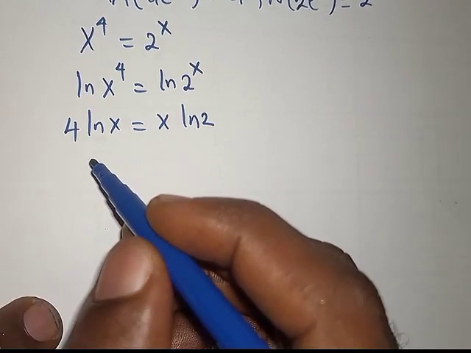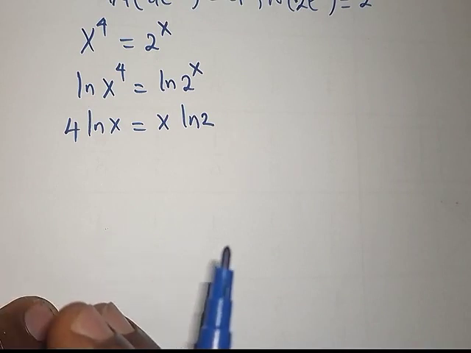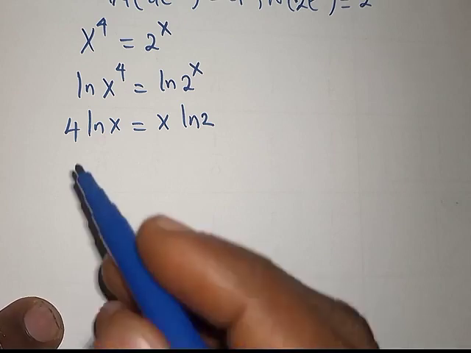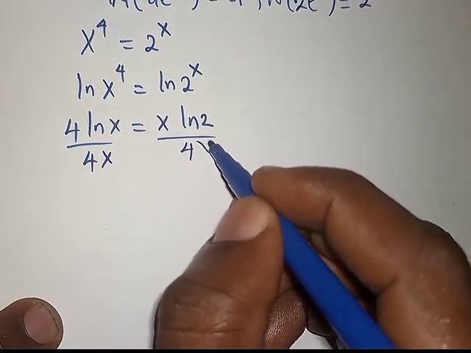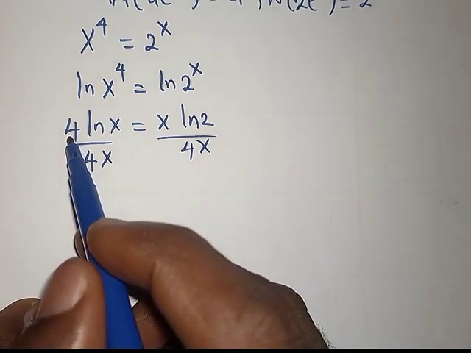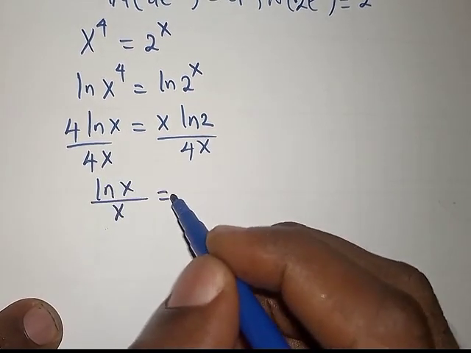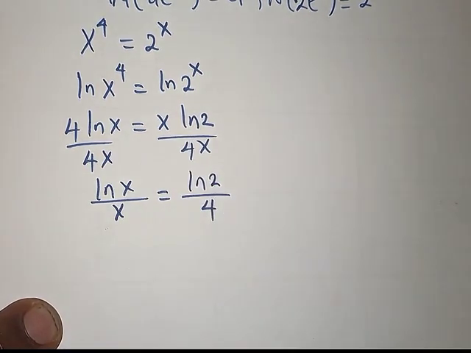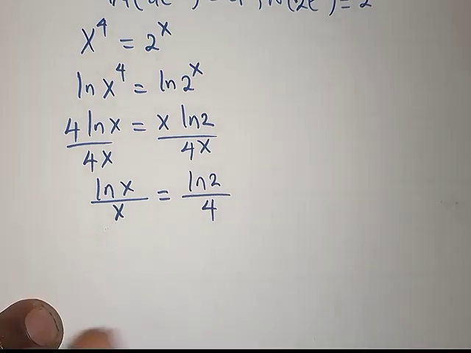From here I'm going to be dividing through by 4x, because I want the function of x to be on one side and the number, that is a constant, to be on the other side. You can see we cancel the 4 here. We're going to have ln x over x, then equals, we cancel this x here, ln 2 over 4. So that's what I'm saying: you can see we have a function of x on one side and a number on the other side.